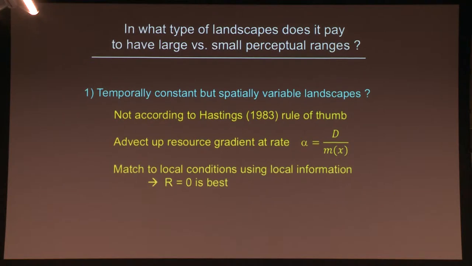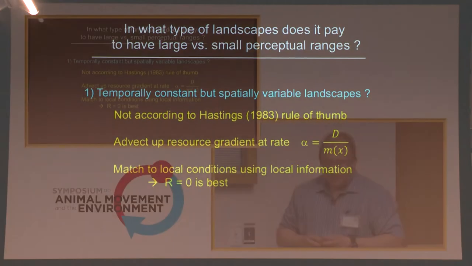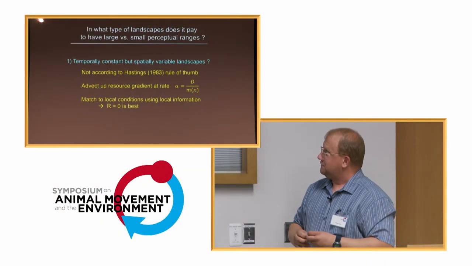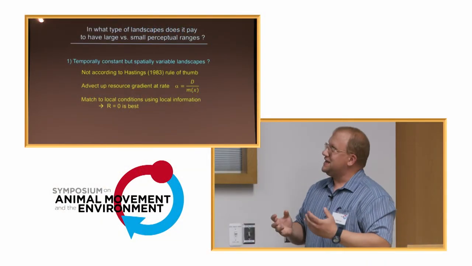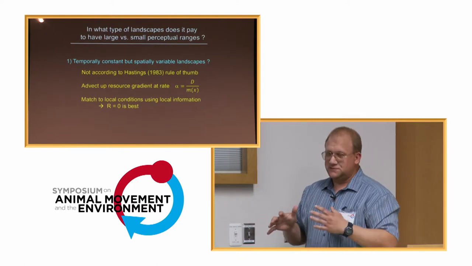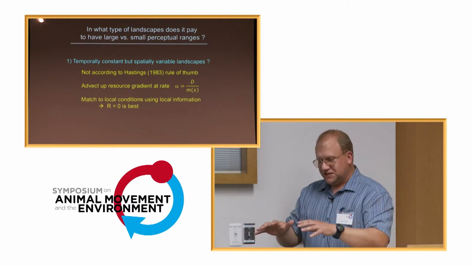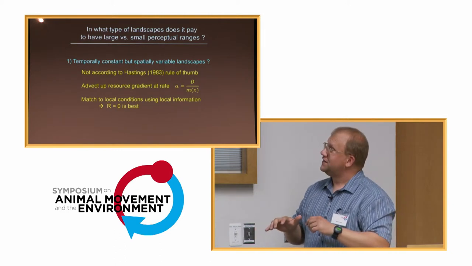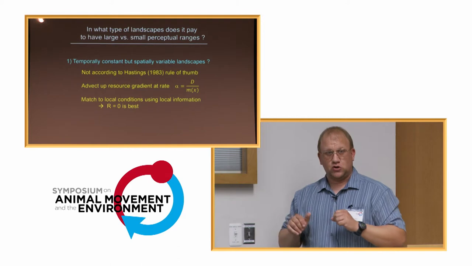The idea from Hastings a couple decades ago is that an organism in this kind of landscape can do the best at extracting resources by simply advecting up the resource gradient at a particular rate that corresponds to that ratio there of the diffusion relative to the resource availability. The idea is that in this kind of temporally static landscape, the organism does best by positioning itself relative to local conditions, and it can do that best using local information.